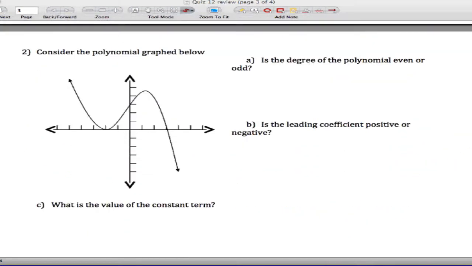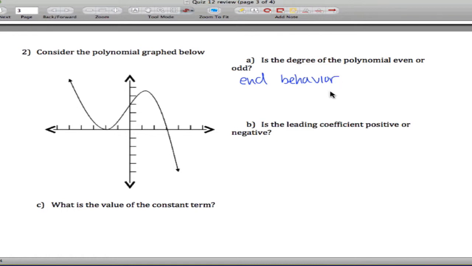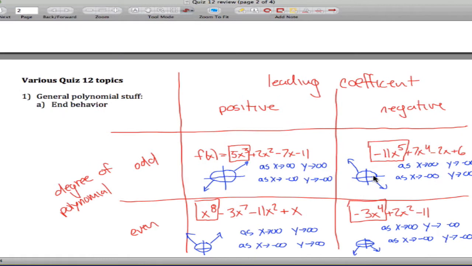All right, so let's actually do some problems. Here's a polynomial, much neater than the ones I drew. It says, consider the polynomial graph below. A, is the degree of this polynomial even or odd? It's a good question. Well, we can figure this out just by looking at the end behavior. It looks like it goes down when we go to the right and up when we go to the left. So if we go back to our end behavior charts, down when we go to the right, up when we go to the left, what it's telling us is that the degree is odd. And by the way, the leading coefficient is negative.